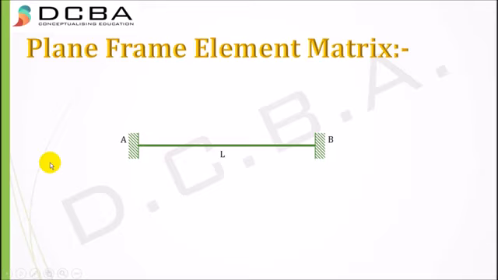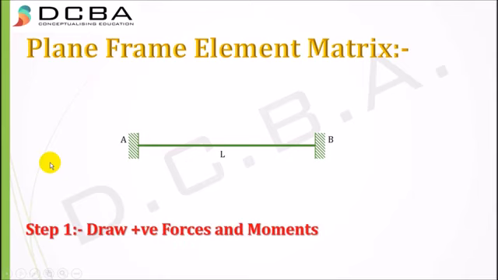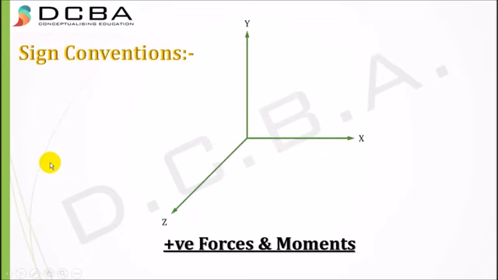Here as you can see we have got an element A and B, but before that we'll have to see what are positive forces and moments. So step 1 is to draw positive forces and moments. Positive forces and moments are those forces which act along the Cartesian coordinate system. As you can see here, this is the Cartesian coordinate system with x, y, and z axis, and the forces acting along these axes are termed as positive forces. So a force along y, a force along x, a force along z, and double arrows meaning moments.